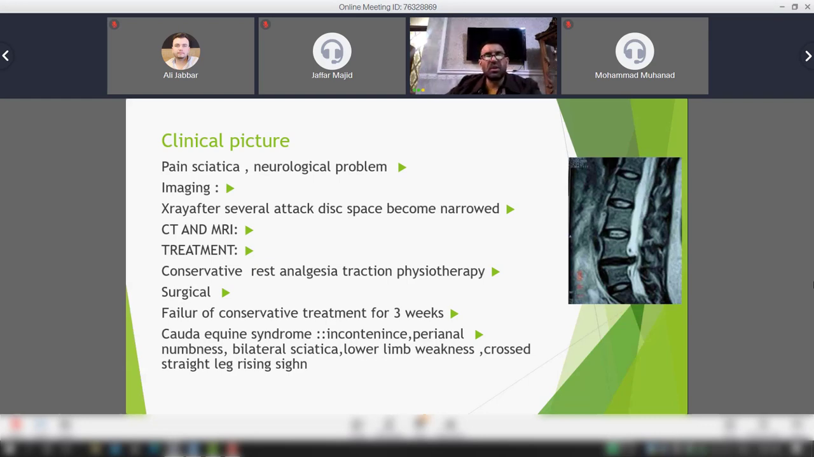Our patient presented with the neurological problem مثل يجي عنده foot drop. Foot drop نروح للسيرجري. او عنده cauda equina syndrome اللي هو incontinence, perianal numbness, bilateral sciatica. Lower limb weakness, cross straight leg raising test positive sign, ممكن انه نروح للسيرجري. اللي هو اكو عندنا modalities for surgery مثلا microdiscectomy يعني تفتح فتحة صغيرة شيل الديسك او laminectomy ممكن يصير.